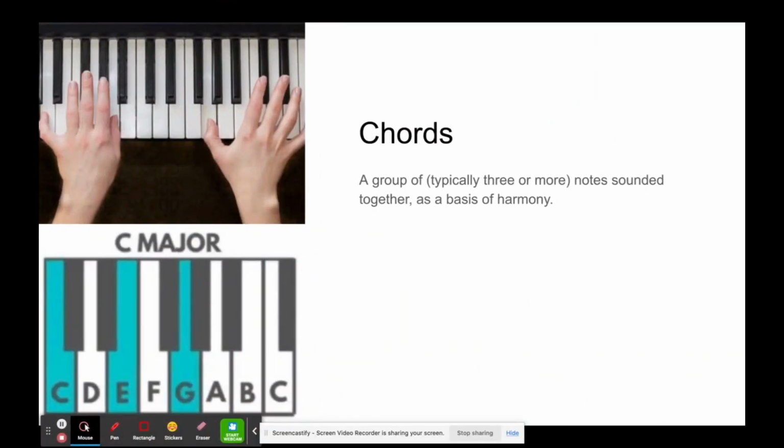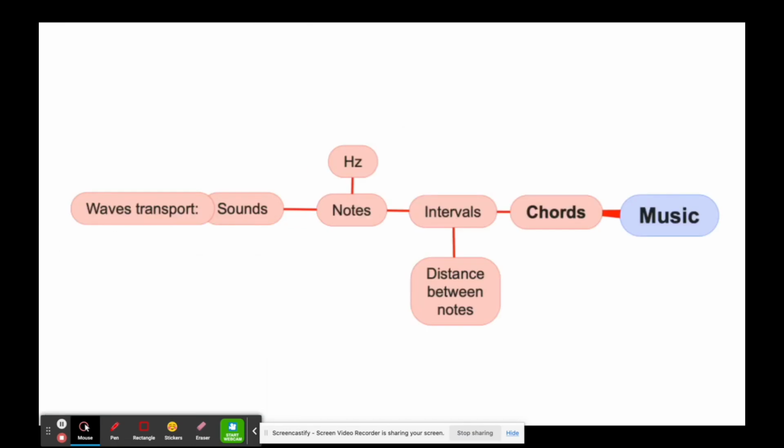Composers choose different chords, and they write music like that. So with all this knowledge, we know that music is made of different chords, and a chord is made of intervals, and intervals are made of different sounds, which are really notes depending on the hertz they have. And all of this is made thanks to waves that transport the sounds we hear.